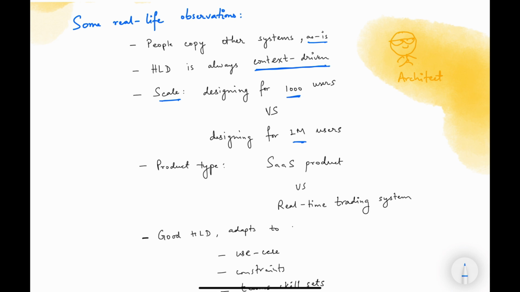Next point, high level designs also depend a lot on the product type. A SaaS product will be very different from a real time trading system product, which uses high frequency transactions and all. So product type also defines the type of high level design, the type of architecture that we will use.